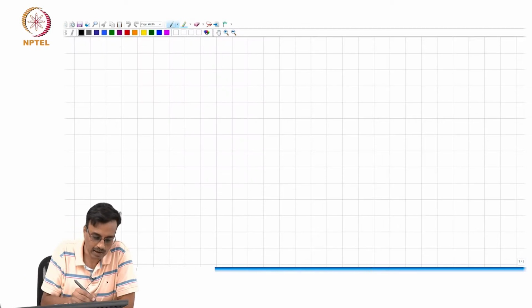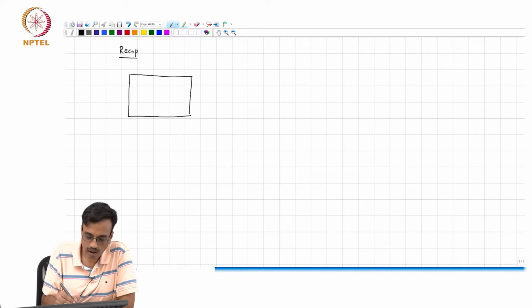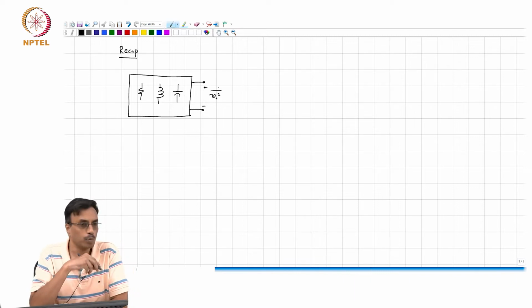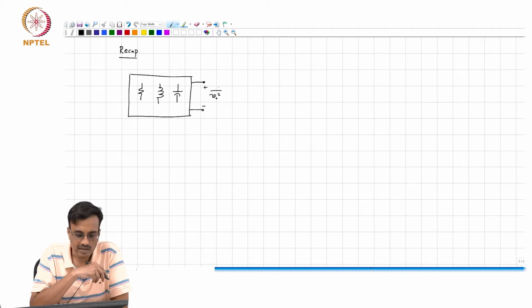A quick recap of what we did in the last class. What we said was, if you have an RLC network and you are interested in finding the mean square noise at the output of the network, this is a calculation that often comes about in practice.